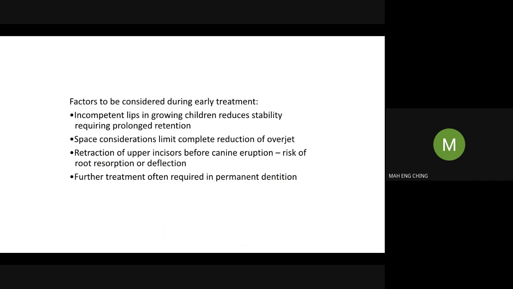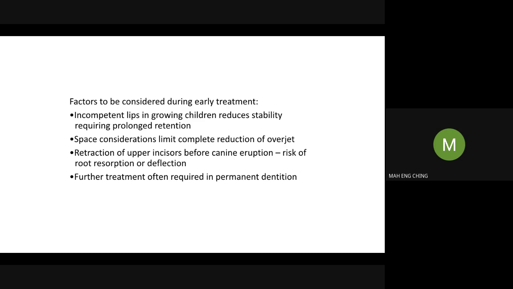So space consideration limits the complete reduction of overjet. So when you start early, then you try not to take out the teeth. So you're not taking out the teeth because you're not doing these fixed braces. Then maybe the space available is quite limited. That's how much you can bring the upper incisor back is quite limited.